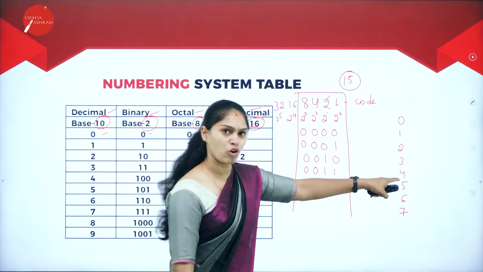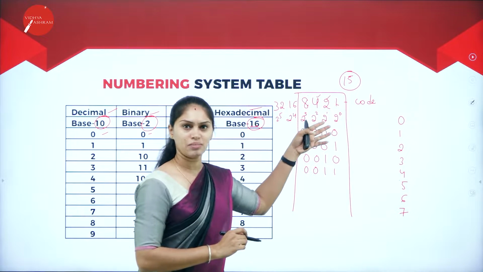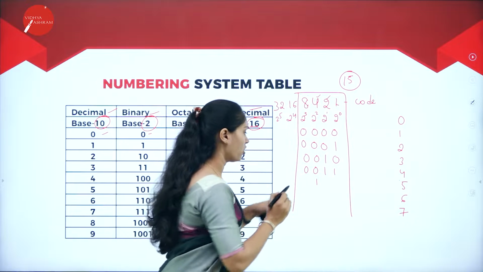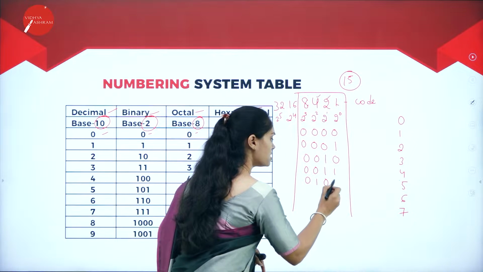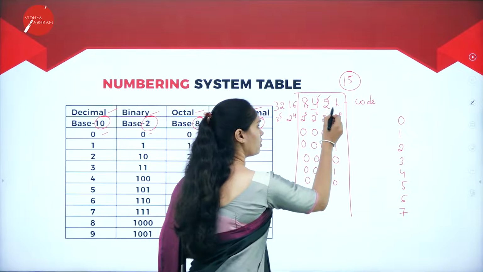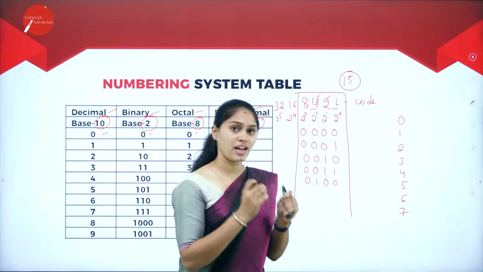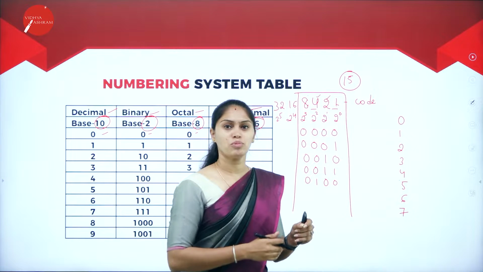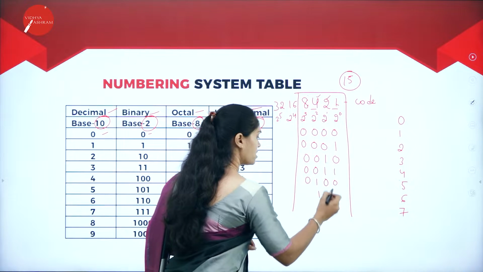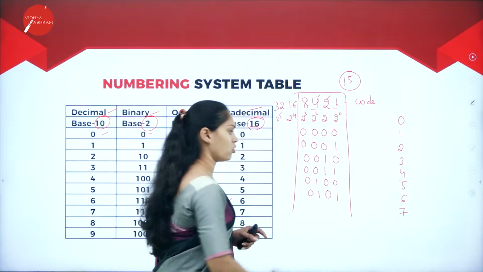How are we going to get 4? I can take only 4. No need to take any other number to get 4. So I am going to put 1 in the place of 4, and the remaining values will become 0. Then how are we going to get 5? I am going to add 4 and 1. If I add 4 and 2, it becomes 6. If I add 4 and 1, then only I am going to get 5. So in the place of 4 and in the place of 1, I am going to put 1, and the remaining two values become 0 and 0.